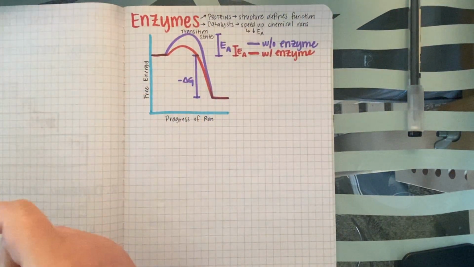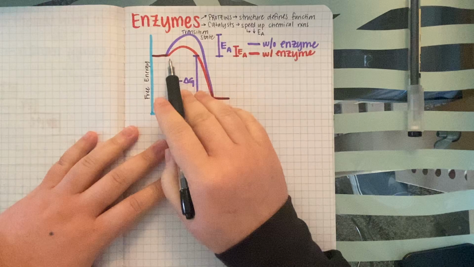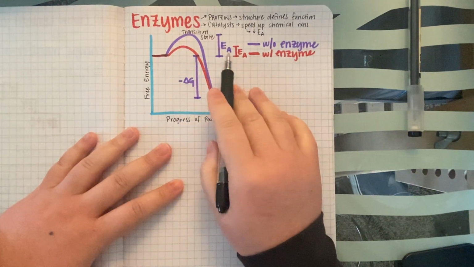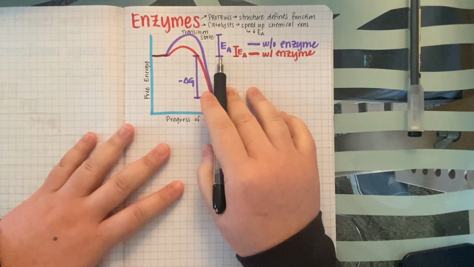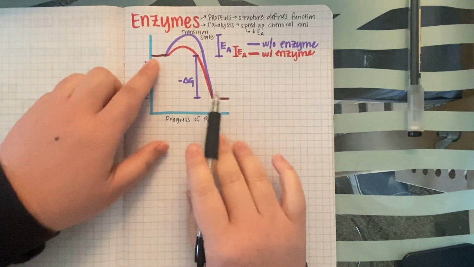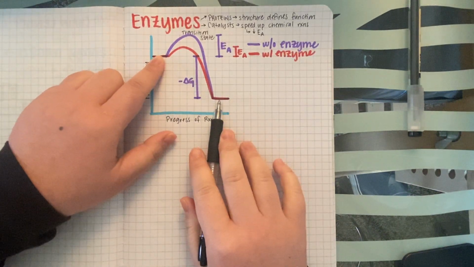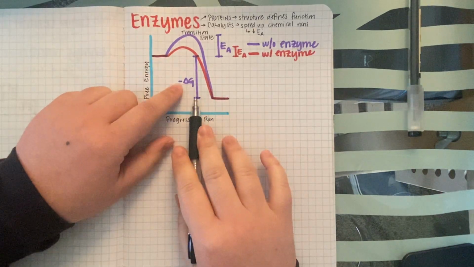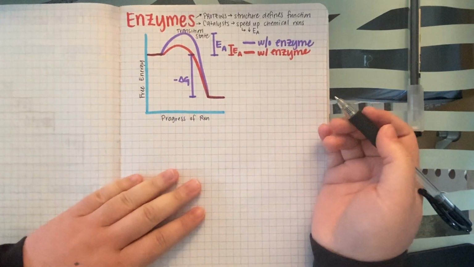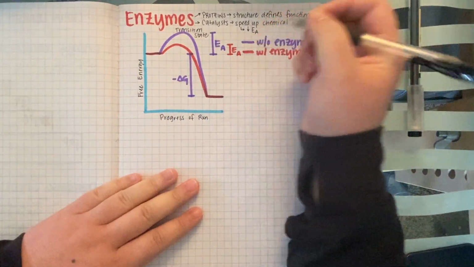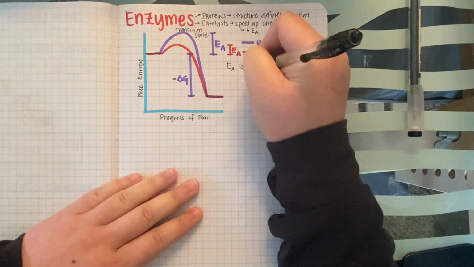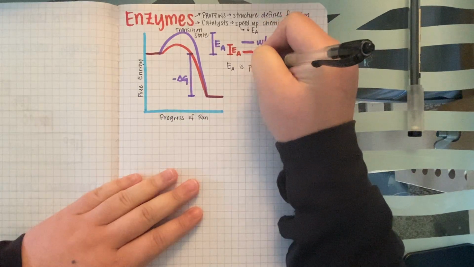Enzymes will make a reaction occur faster because the reaction now requires less energy for the reactants to reach their transition state than it would without an enzyme. So the delta G doesn't change. We haven't changed the energy of our products and reactants. Our delta G is still negative here, and it's going to be the same amount. The only value changing is your activation energy. The activation energy, how much energy is needed, is proportional to how strong your bonds are.